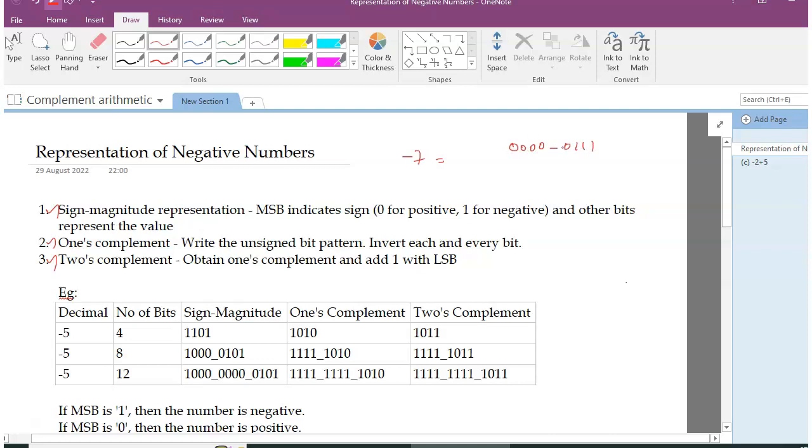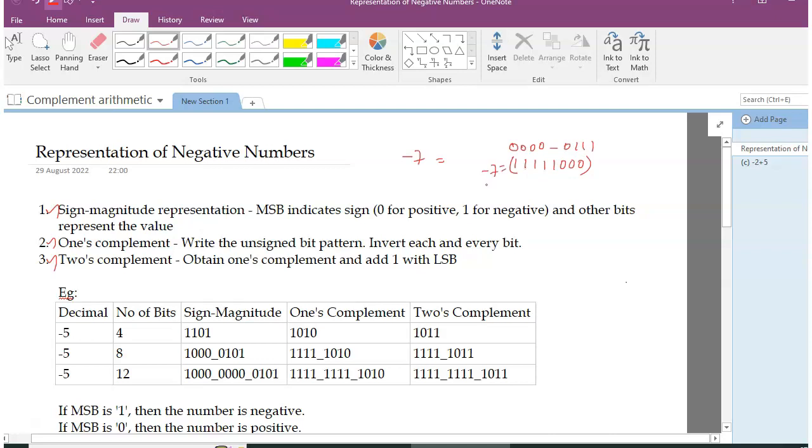Here I have 4 bits, here I have 4 bits. Actually, in your examination, no need to put this underscore. If you are putting this underscore, that is well and good. To obtain the ones complement, we need to invert each and every bit. That means this 0 should become 1, this 0 should become 1, this 0 should become 1, this 0 should become 1, this 0 should become 1, this 1 should become 0, this 1 should become 0, this 1 should become 0. This is the ones complement representation of -7.